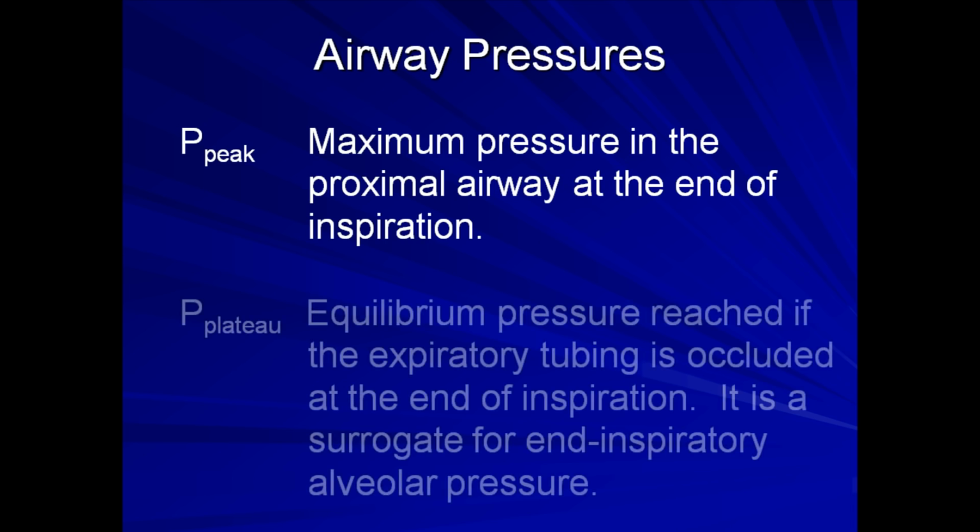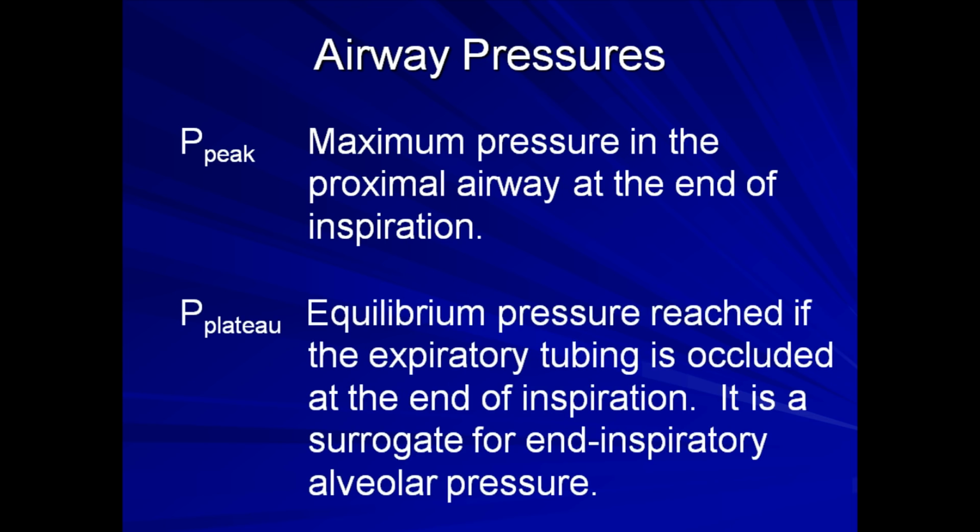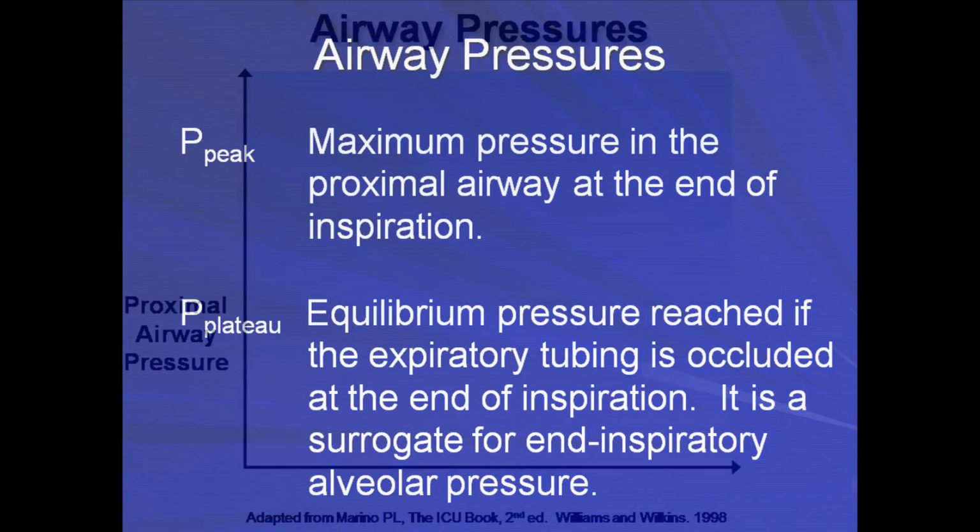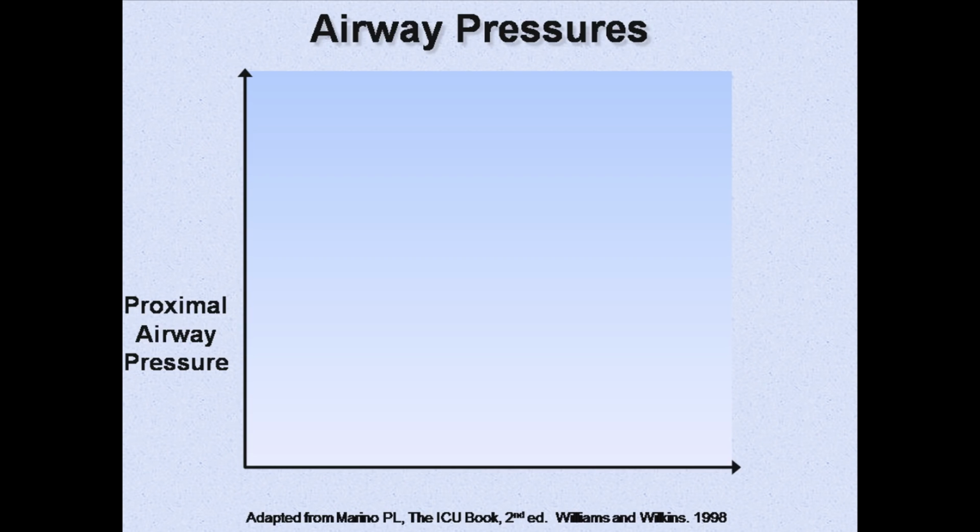The second is called plateau pressure. This is the equilibrium pressure reached if the expiratory limb of the ventilator tubing is occluded at the end of inspiration. It is a surrogate for end inspiratory alveolar pressure. This diagram will make these pressures easier to understand.